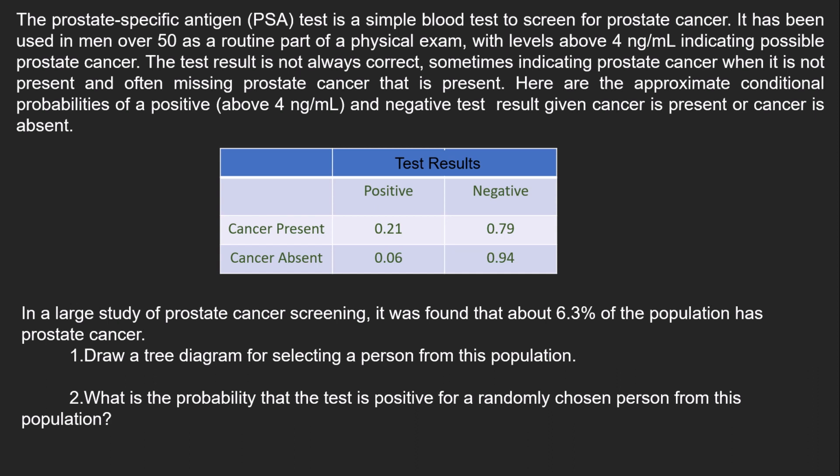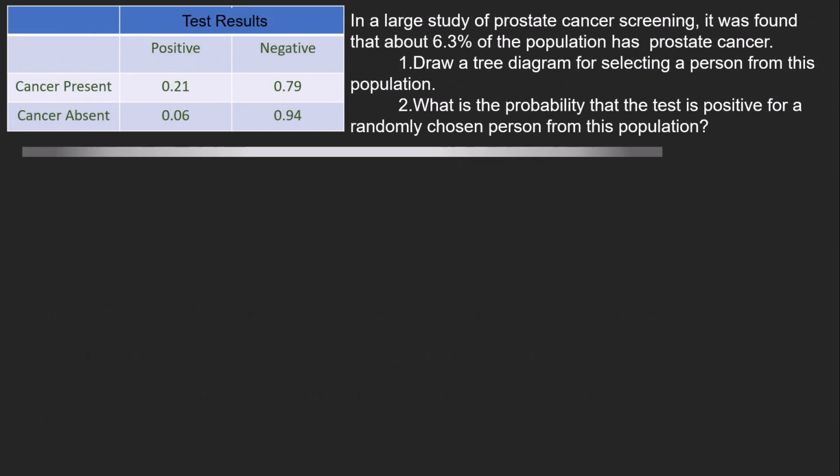Please pause the video and read the problem. Alright, first one. Draw a tree diagram for selecting a person from this population. This example talks about a prostate cancer test of men 50 plus.